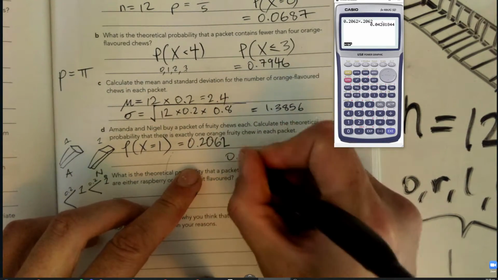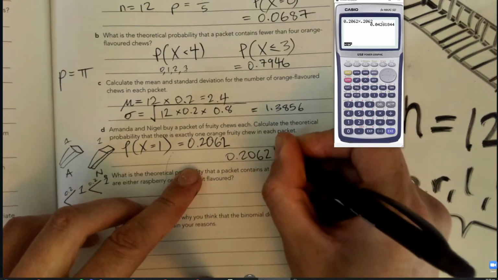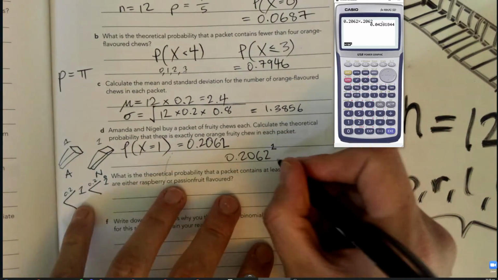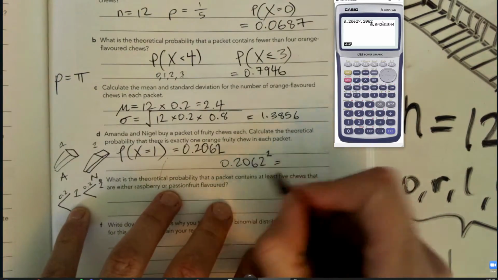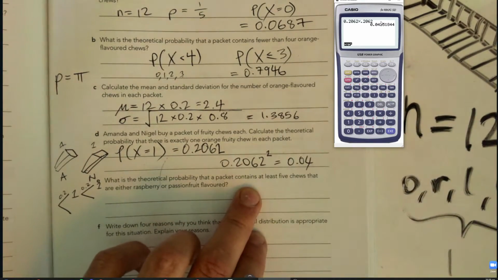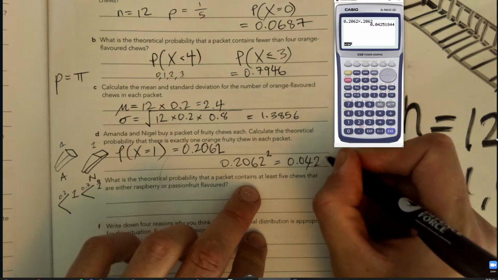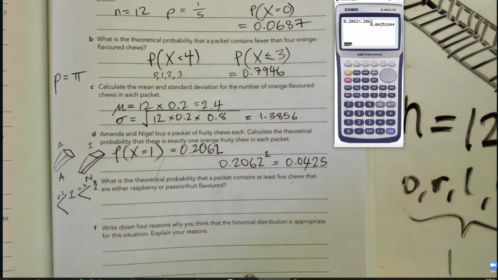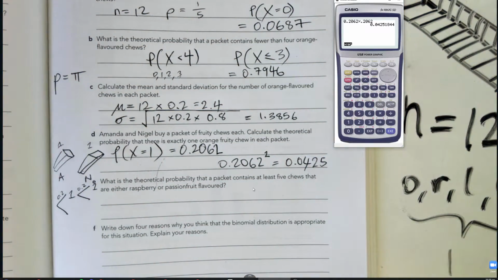So it's going to be 0.2062 squared. That's just a way of writing times itself. So you could do that in your calculator if you want to save some time. 0.0425. Alright, so it's like a less than 5% chance of that happening.